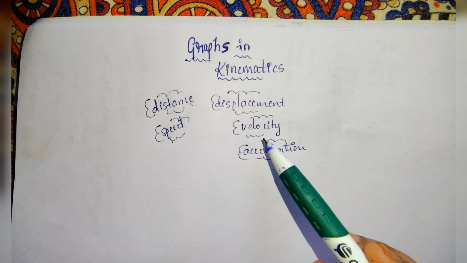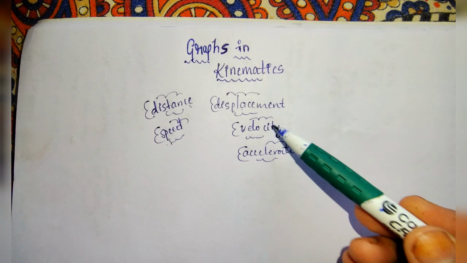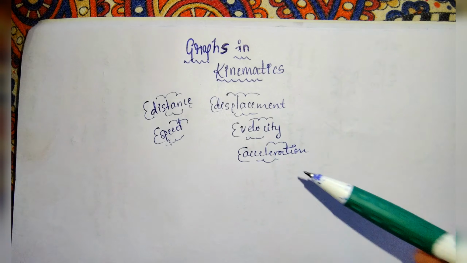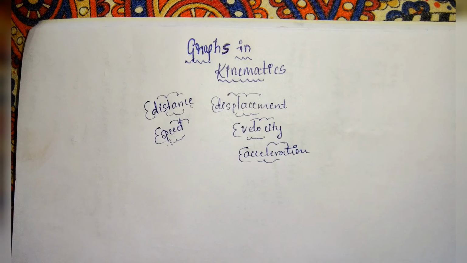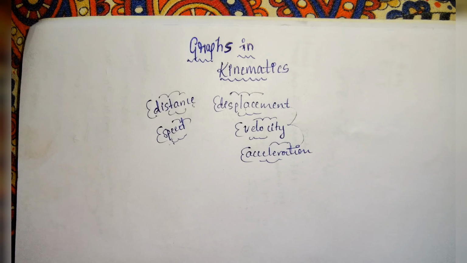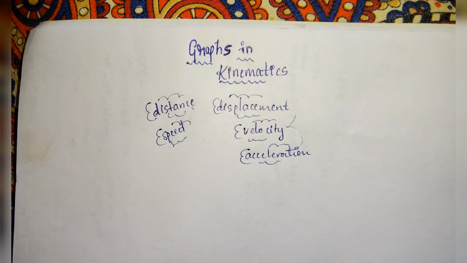Next is acceleration. See, acceleration is the rate of change of velocity. Velocity is the rate of change of displacement, and acceleration is the rate of change of velocity. This is how these are interconnected with each other. I hope you understand this basic thing. So now let us move on to the graphs.